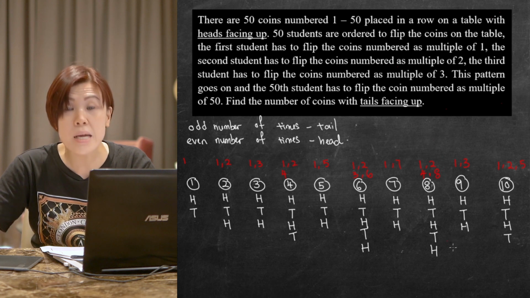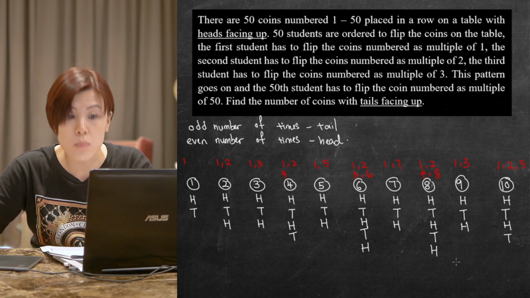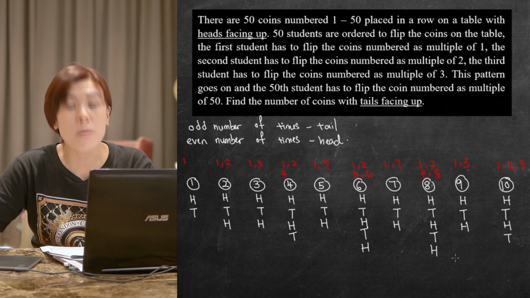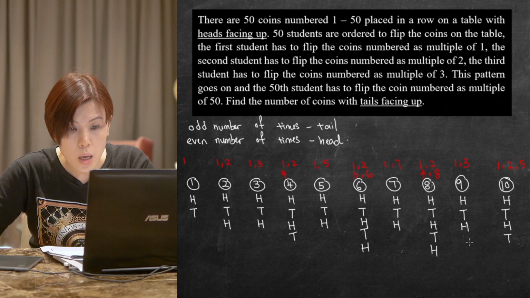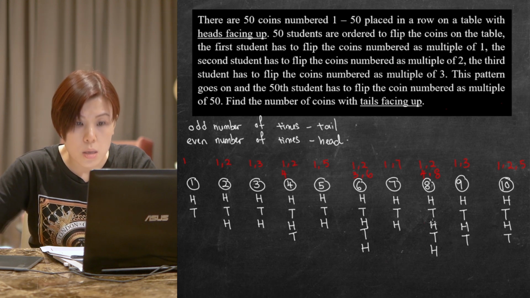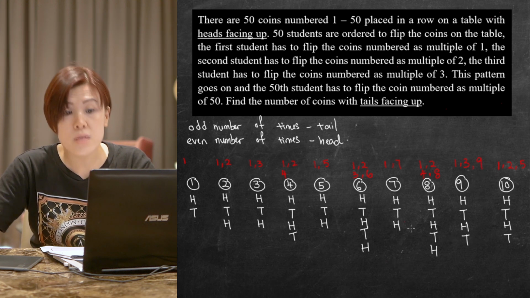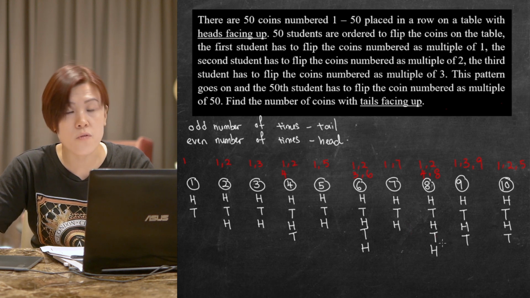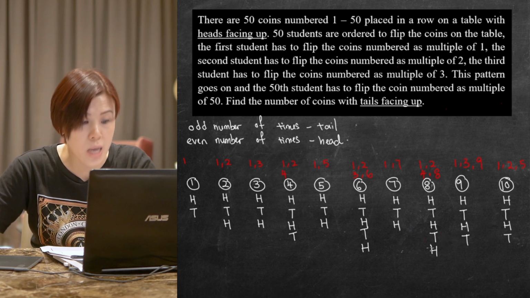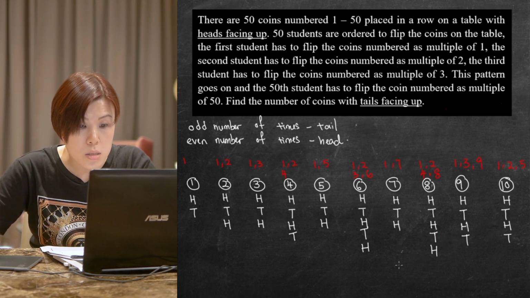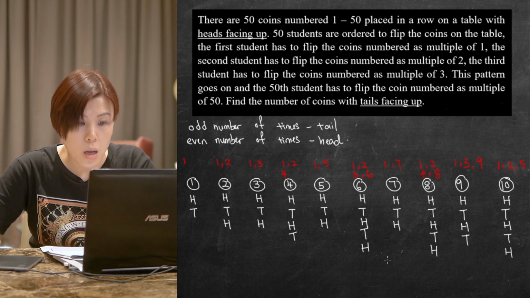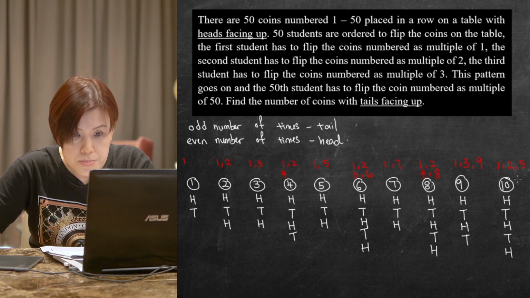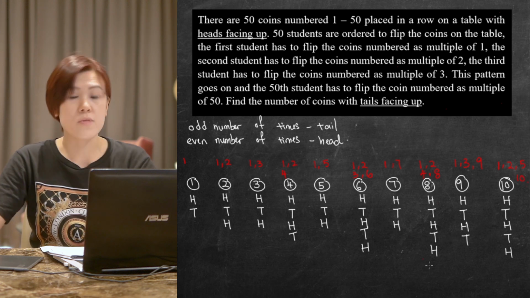And student number 9 comes to the table, only 1 coin needs to be flipped, which is coin number 9, because there's only 1 multiple of 9 from 1 to 10. So I'm going to put head turns to tail and 9. At last, the final student comes to the table, he will only need to flip coin number 10. There's only 1 multiple of 10. Then we will have tail become head facing up, and I'm going to put 10 here. So that's the end of the game.